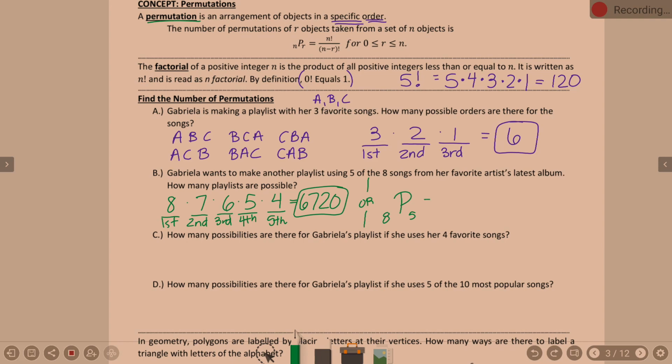Now, look at the formula up above. This right here. nPr is equal to, on top, n factorial.